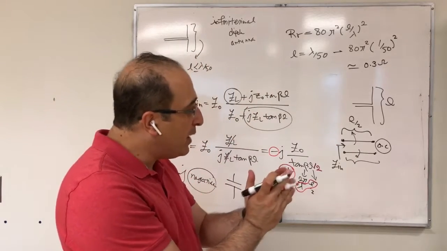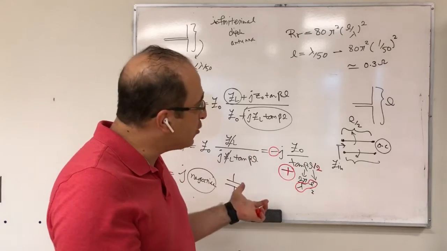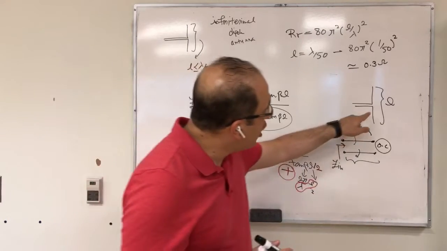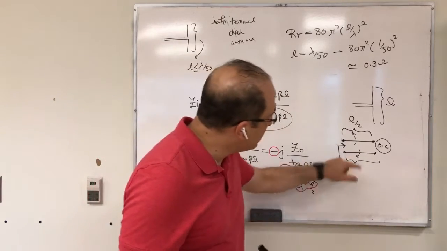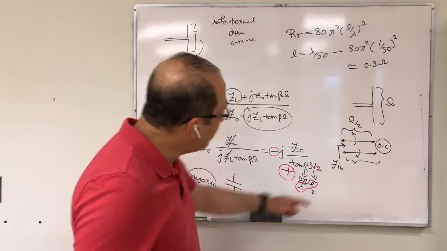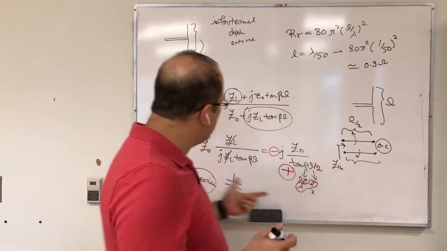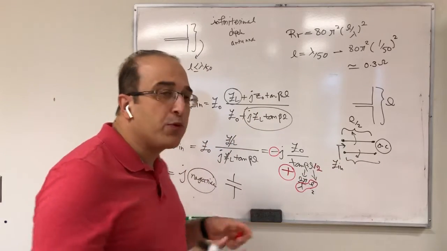When you make it a dipole, it is still a capacitor, but because this dipole antenna radiates, you're going to have a radiation resistance. This one didn't have a radiation resistance. And this method that I use for Z in is an approximate method.